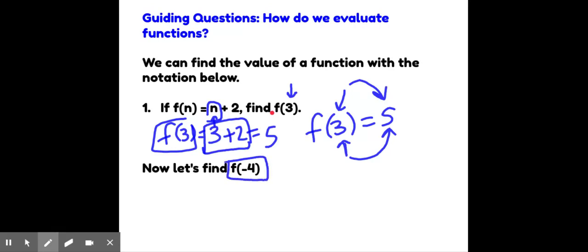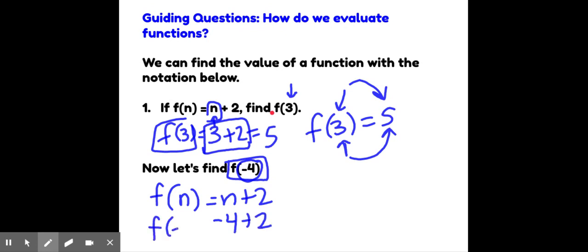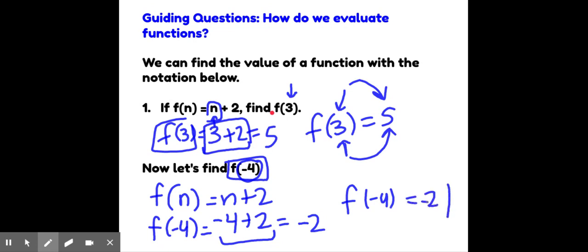Now we're going to find what the value of f of negative 4 is. So again, we know the function is f of n is equal to n plus 2. So we want to find out, when we input negative 4 in, what are we going to get as our value, as our output? So we just rewrite it as f of negative 4 is equal to negative 4 plus 2. When you plug this in your calculator, you should get negative 2. So when you input negative 4, you should get negative 2 out. So that's how you would evaluate a function.